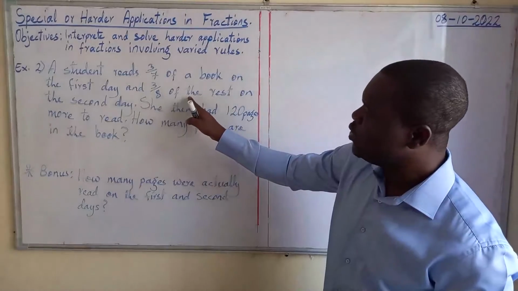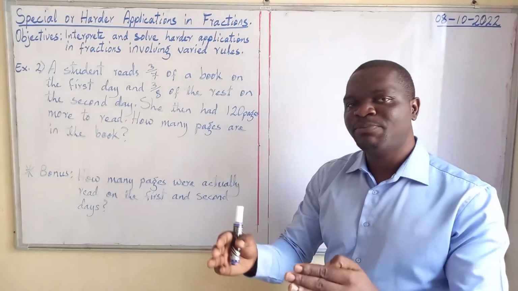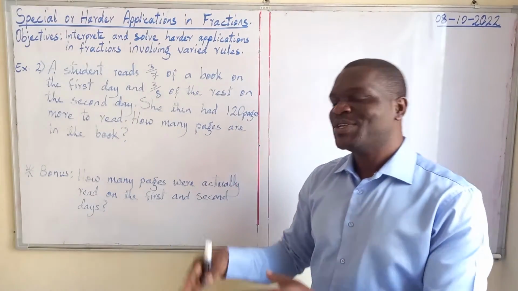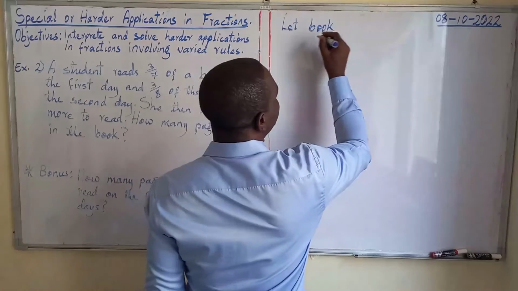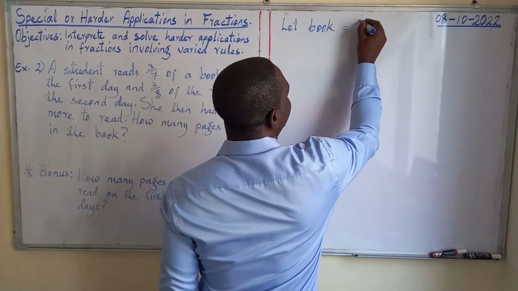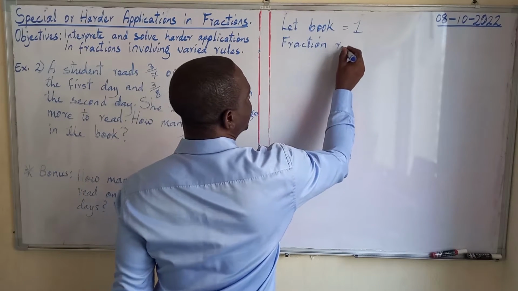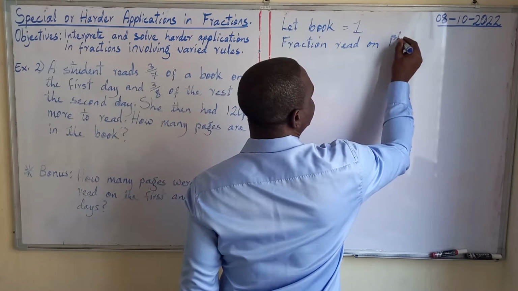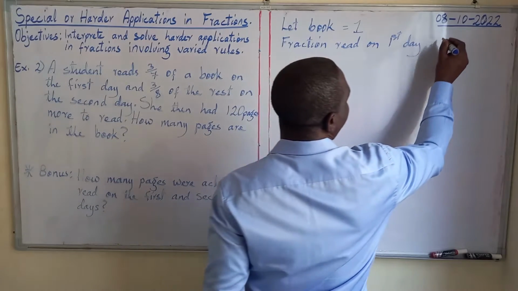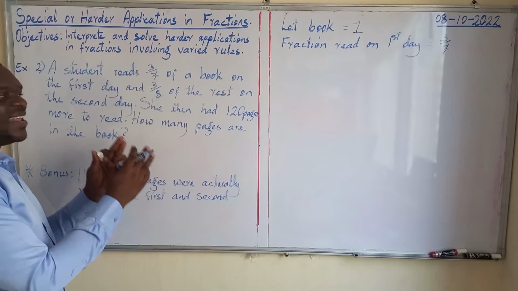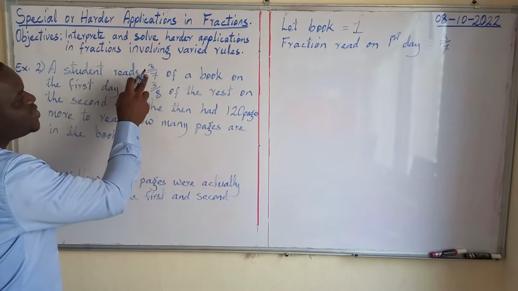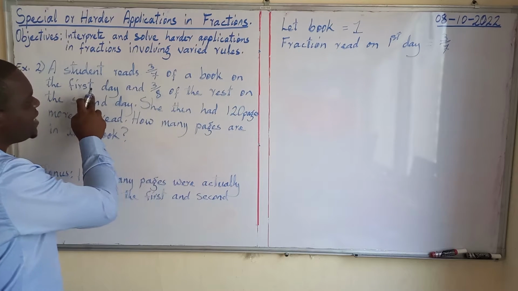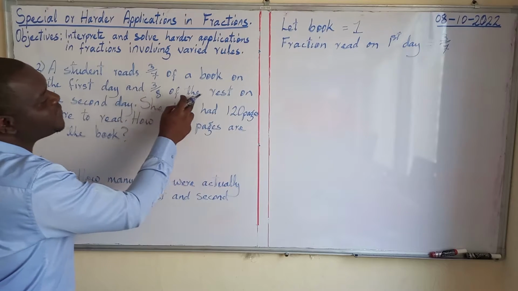So what do we do as far as this is concerned? Simply work from known to unknown. So follow up to see what you are supposed to do. Let's assume, so let book be equal to 1. Fraction read on first day is equal to 3/7. This is not like the first example we saw. Please follow this carefully. He reads 3/7 of a book on the first day and 3/8 of the rest on the second day.